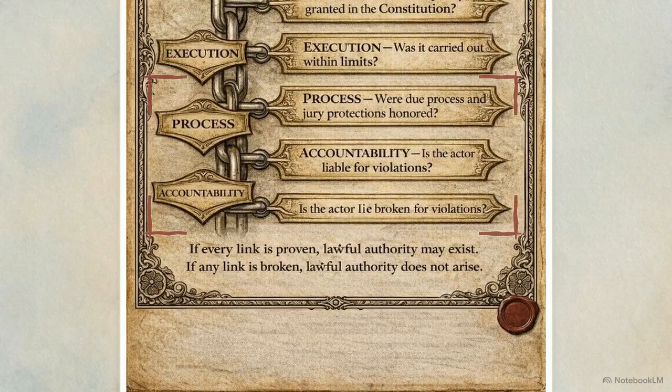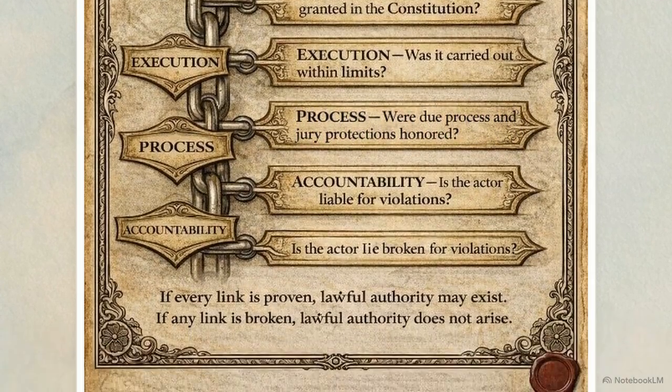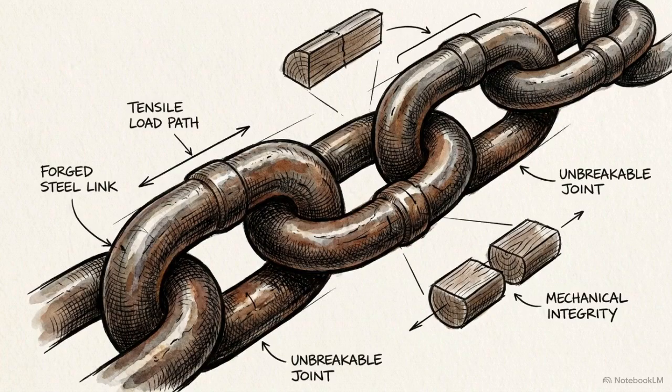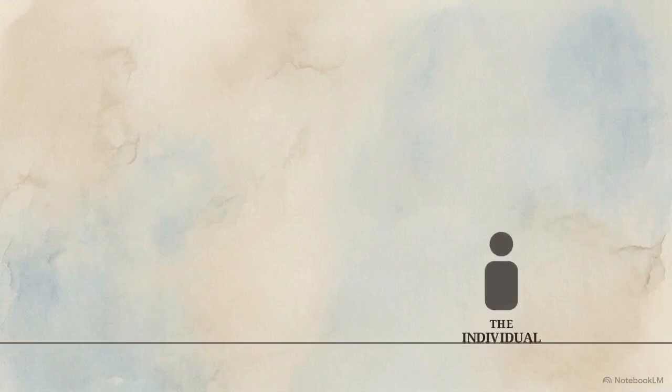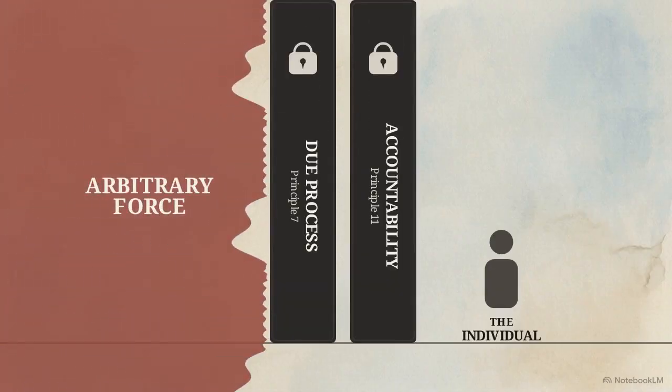Returning to the chain of custody diagram, focus on the lower half. Verify that complete due process was honored before any force was utilized. Then, examine the accountability link. Confirm the government actor remains legally liable. If they claim immunity, this condition fails. If all required processes are strictly followed and total accountability is present, the chain of authority holds intact. The act is lawful. Process and accountability serve as the structural firewalls. They ensure that legitimate law does not degrade into arbitrary, consequence-free force.